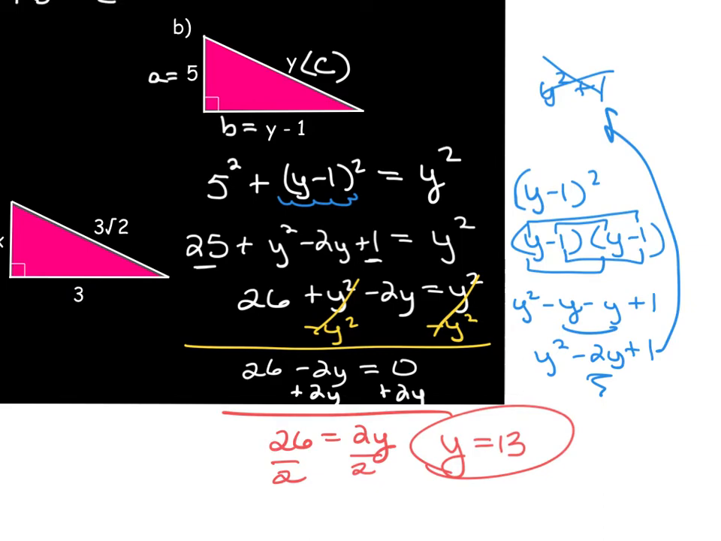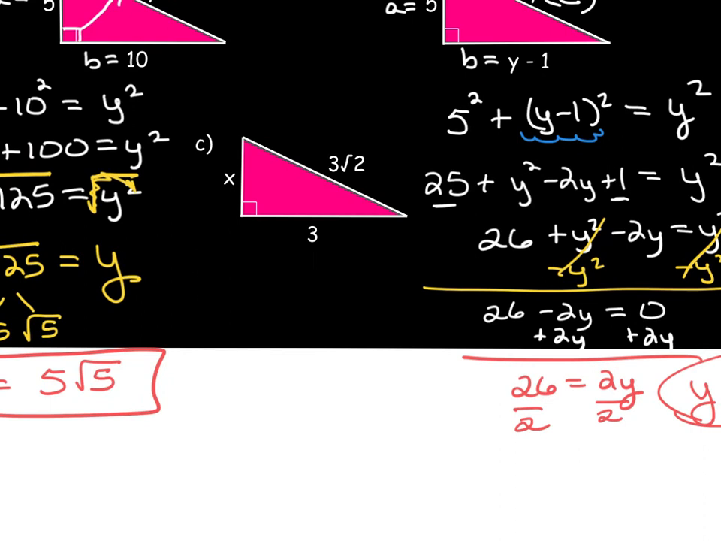Let's try C. Again, the legs, or the two sides that form the right angle, these are going to be my A and my B. So this could be A, this could be B. This time my C is 3 square root 2. So let me go ahead and plug everything in. I'm going to be doing x squared plus 3 squared equals 3 square root of 2 squared.